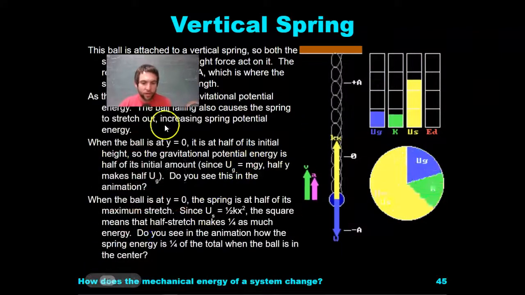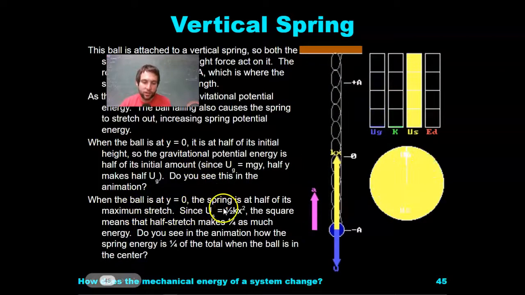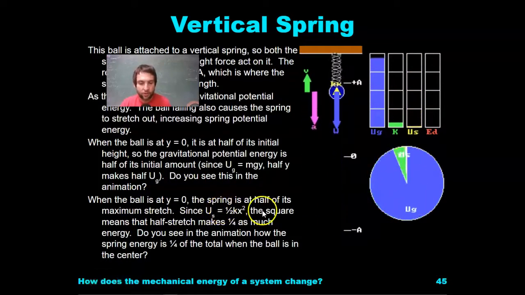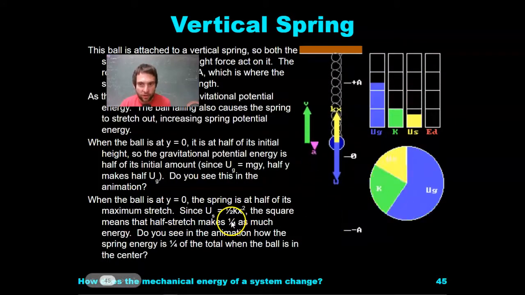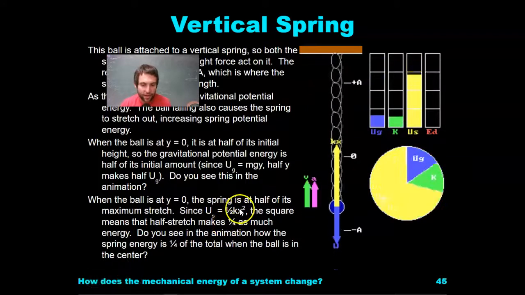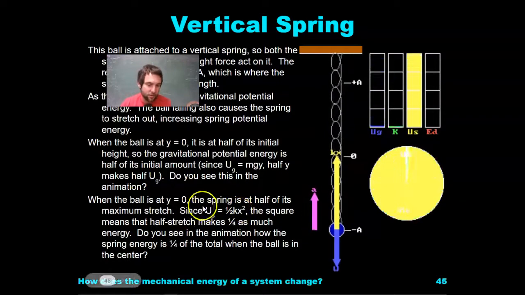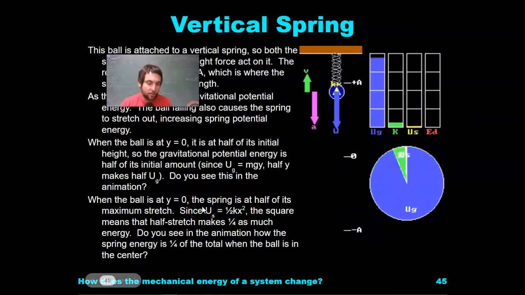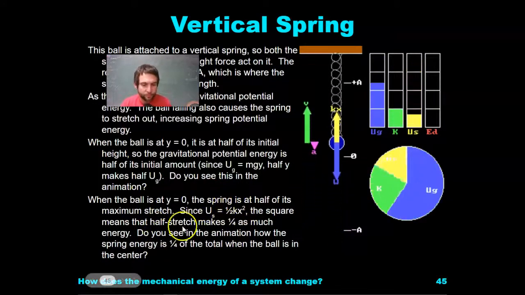When the ball is at y equals 0, the spring is half of its maximum stretch because Us equals 1/2 kx squared. The square means half stretch makes a quarter as much energy. That's an important thing to remember. So if you half this x, then you have to square that half, which means this over here is going to be a quarter. Whatever you do to one side, you've got to do to the other side.